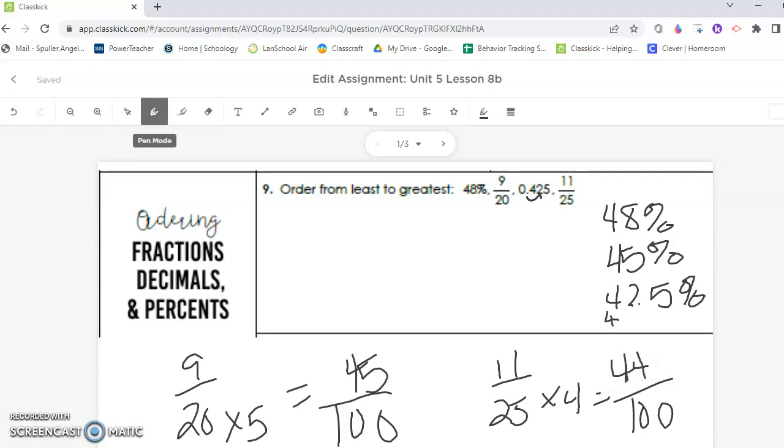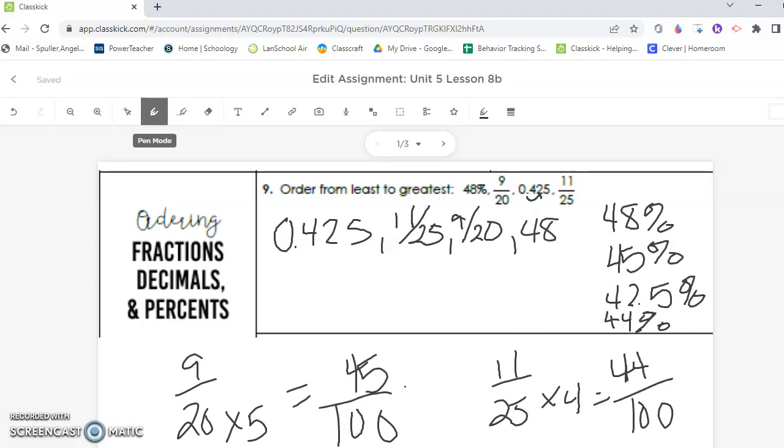Okay? We get 44%. Now, they said to put it in order from least to greatest. So our smallest would be the 0.425. That gives the 42.5%. The next one would be the 11 over 25, because that gave me 44%. Then we'd put the 9/20ths next, as that gave us 45%. And then 48% would be last.